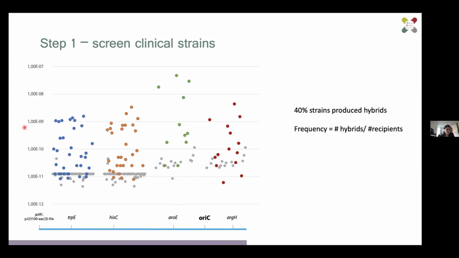Just as a comparison, the frequency of spontaneous mutations at the single nucleotide level is around 10 to the minus 9, 10 to the minus 10. So around this area here, we have things that are more frequent, things that are less frequent.